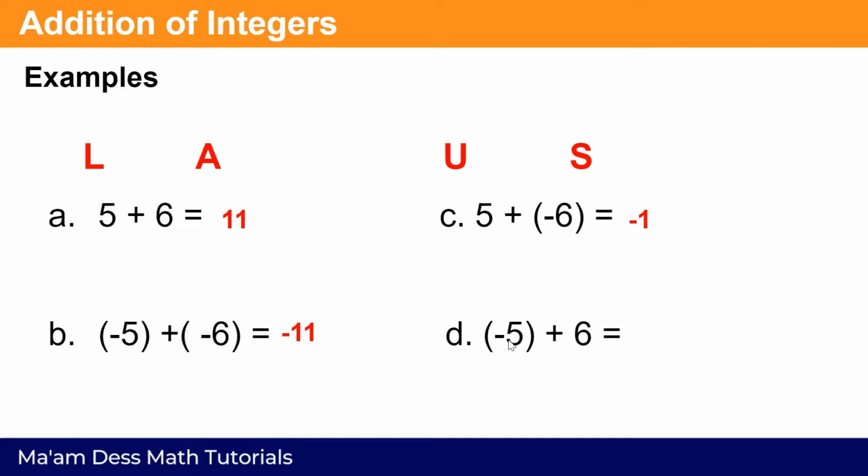Okay? Now, next, for the letter D, negative 5 plus 6. Ayan, magkaibang sign uli. Ima-minus po natin, 6 minus 5 is 1. And then copy the sign of the greatest absolute value, which is 6. So, ang 6 po ay mas malaking absolute value. Ang sign niya po ay positive, so kaya ang answer natin ay positive 1.